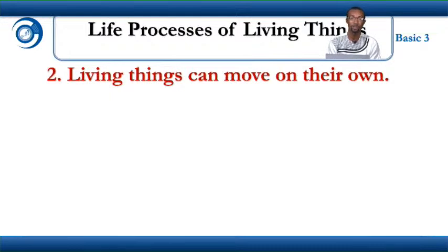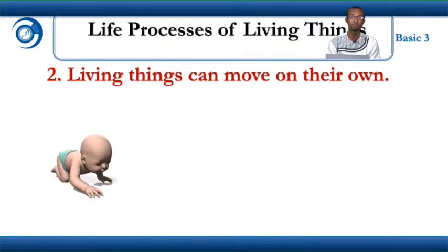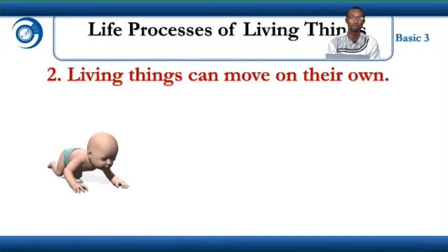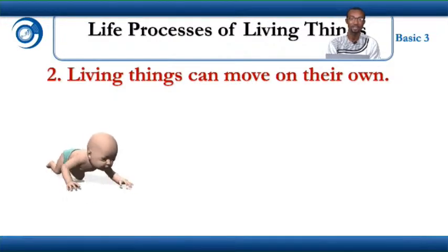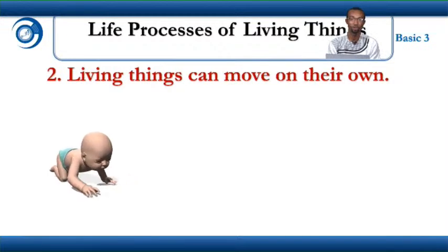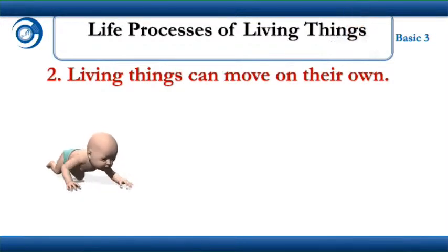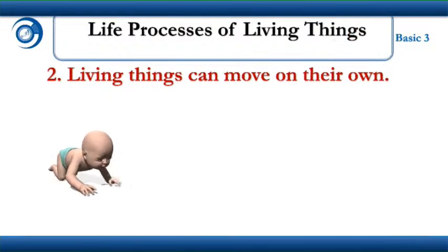Let's start with human beings. As a baby, you crawl, and it's a form of movement. So most babies at a stage can crawl on the floor or on the ground. So living things can move, and an example is the baby crawling.